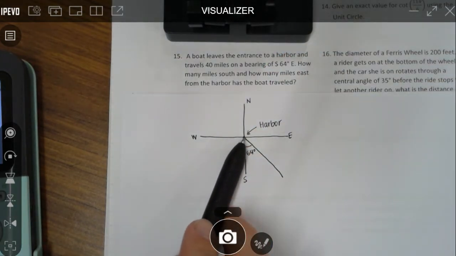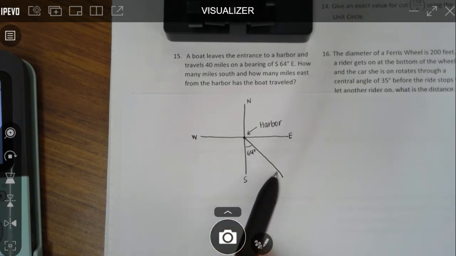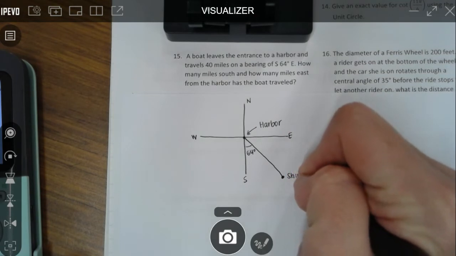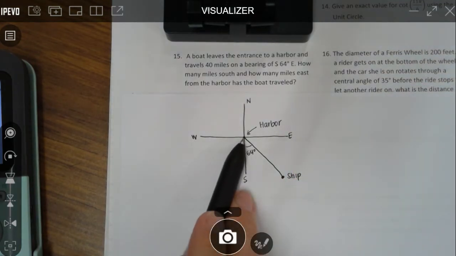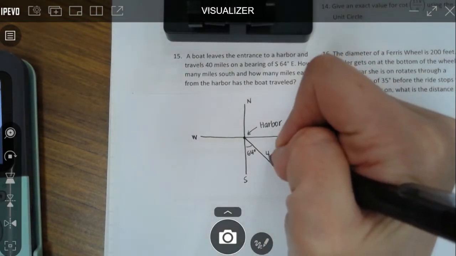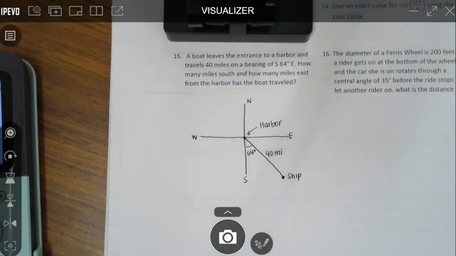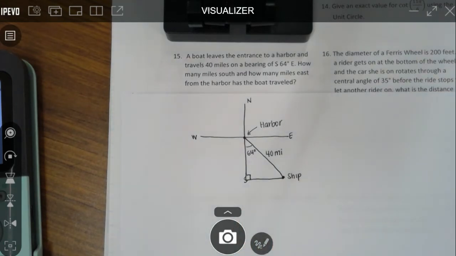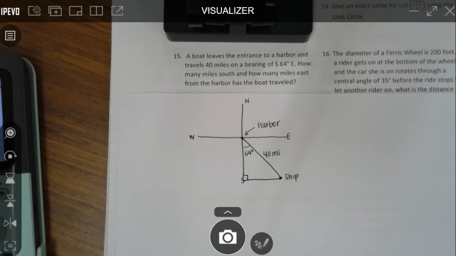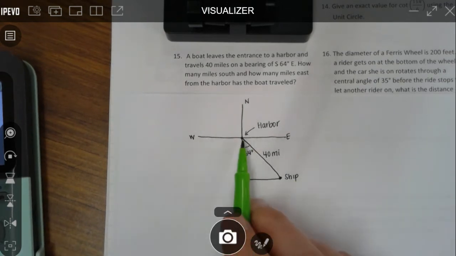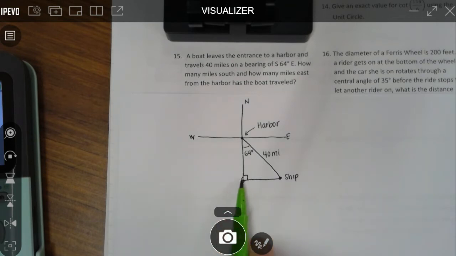So here's my ship starting at the harbor. Here's my bearing. So my ship is probably going to be somewhere down here. And if this is the path of my ship from the harbor to where it is, we know that it's traveling a total of 40 miles. And then I can make myself a right triangle here. And what I want to know is, if this is where my ship is now, how many miles to the south it's traveled and how many miles to the east it's traveled from the harbor.